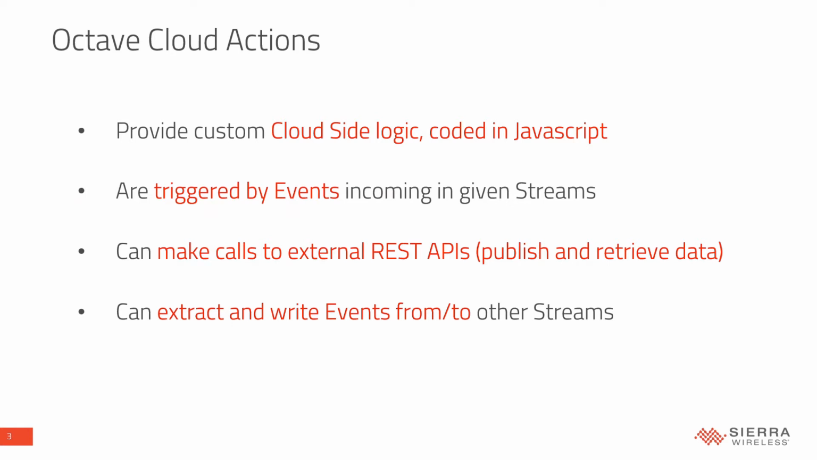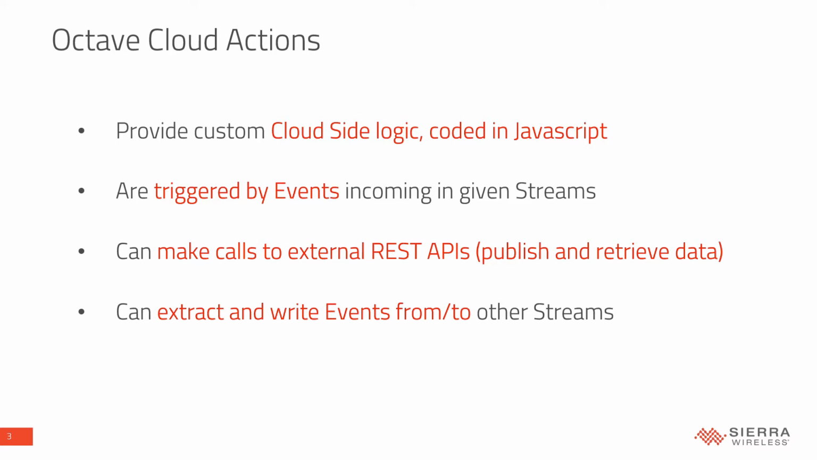What are Cloud Actions? Cloud Actions are components in Octave which provide custom cloud-side logic coded in JavaScript. They are triggered by events incoming in given streams, which carry the data in Octave. What you can mainly do from Cloud Actions are, first of all, make calls to external REST APIs to either publish or retrieve some data. The other key part for Cloud Actions is that you can use them to extract and write events from and to other Octave streams. And we will see some examples of how to make use of these capabilities.